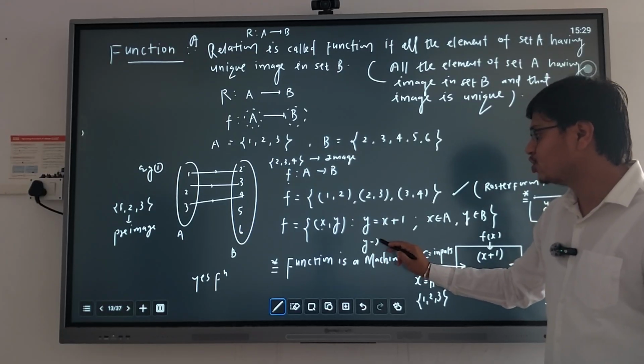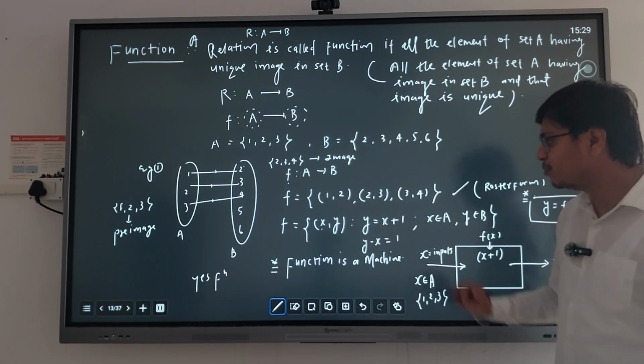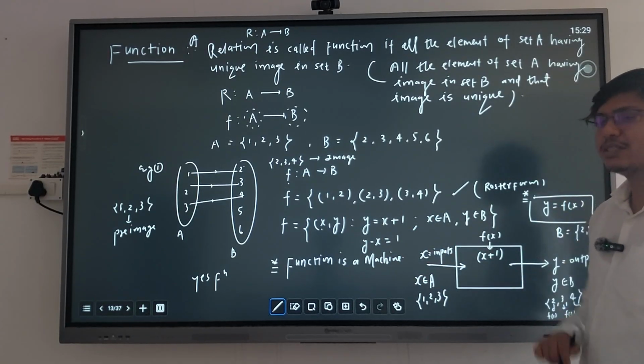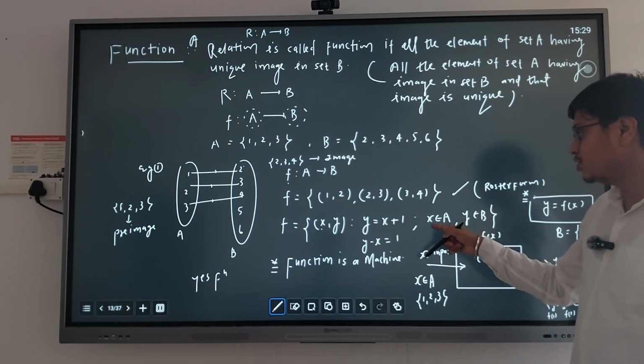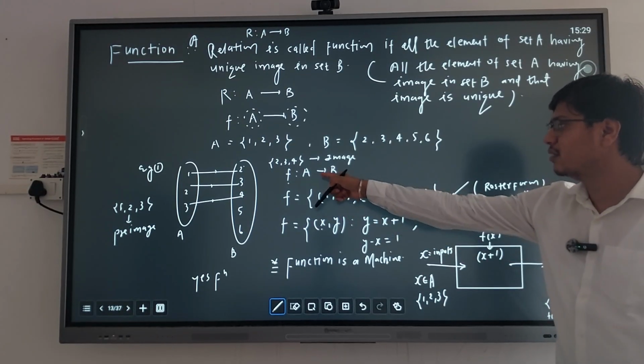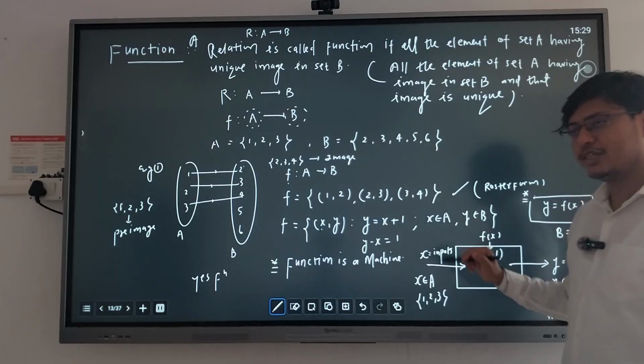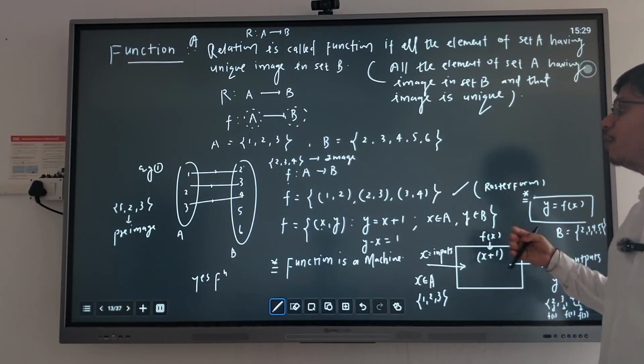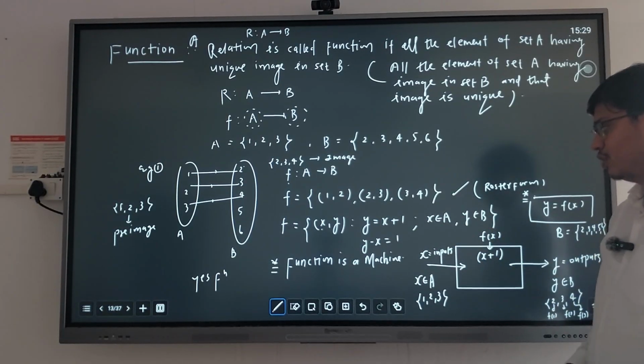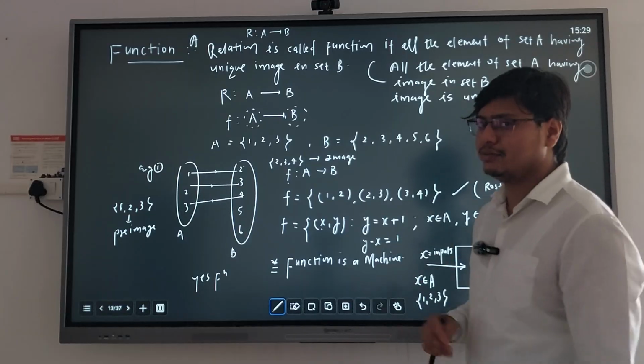So y minus x is equal to 1. That can also be written as y is equal to x plus 1, such that x always belongs to the first set and y always belongs to the second set. So this is written in the set-builder form or definition form. So a function behaves like a machine.